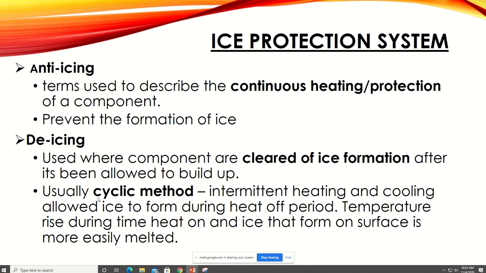Normally we use the cyclic method. Normally we use electrical, intermittent heating and cooling. Allow ice to form during the heat off period. The temperature rises during the heat on time, and the ice that formed on the surface melts more easily. De-icing, electrical de-icing, you have done in your practical. Do you know what the cyclic method is? We have a cyclic timer. That's the idea first; later we will see what happens next. Remember anti-ice and de-icing are the two aircraft icing systems.